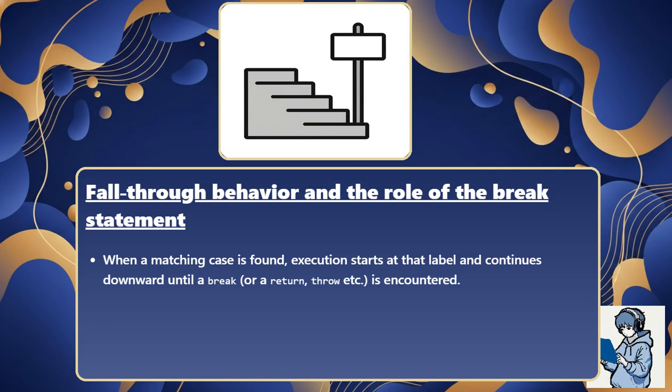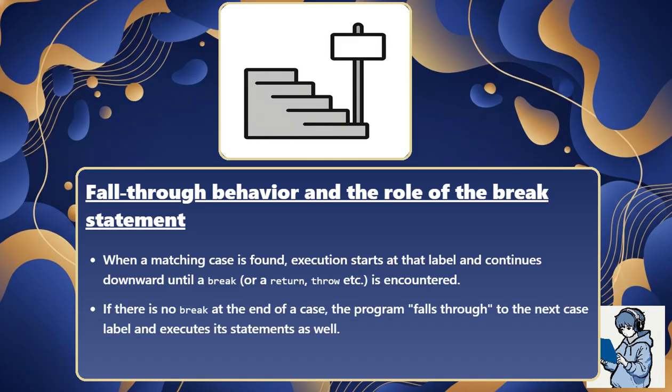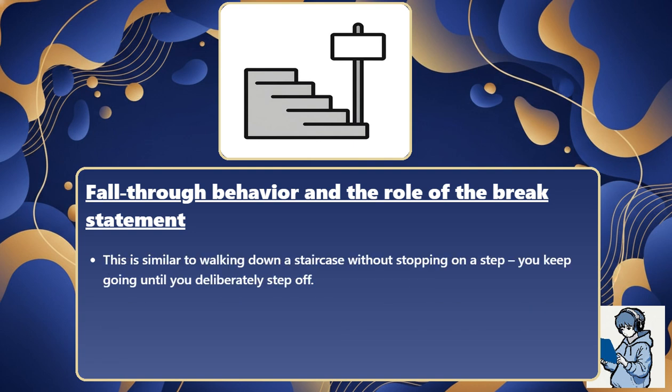When a matching case is found, execution starts at that label and continues downward until a break or a return or throw etc. is encountered. If there is no break at the end of a case, the program falls through to the next case label and executes its statements as well. This is similar to walking down a staircase without stopping on a step. You keep going until you deliberately step off.